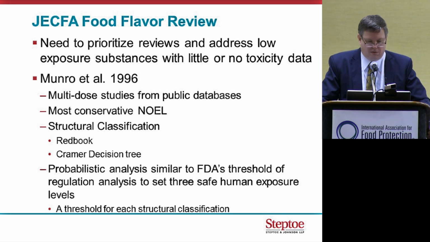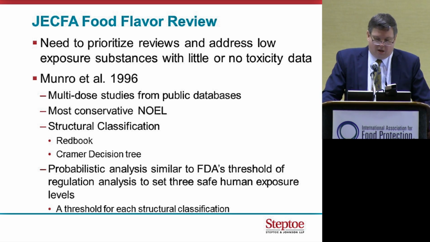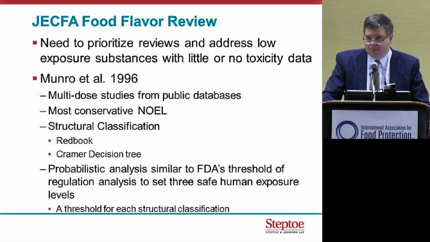Again, picking the most conservative no effect level and applying a structural classification, both the Redbook classification and the Cramer decision tree, Dr. Munro determined that the Redbook classification was too conservative to really result in a useful separation of the compounds in the data set. But the Cramer decision tree allowed him to develop probabilistic distributions of safe exposure levels for compounds in each of the three Cramer classes.